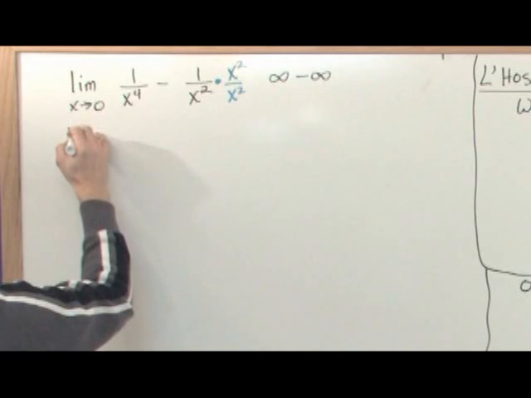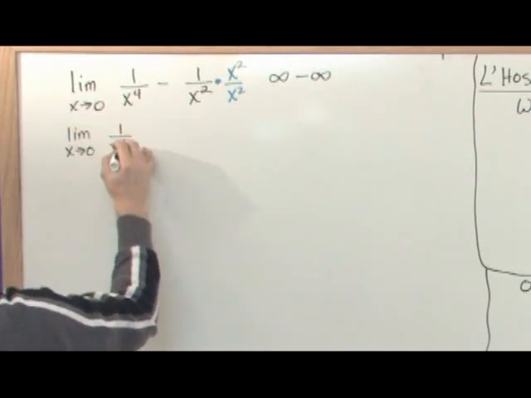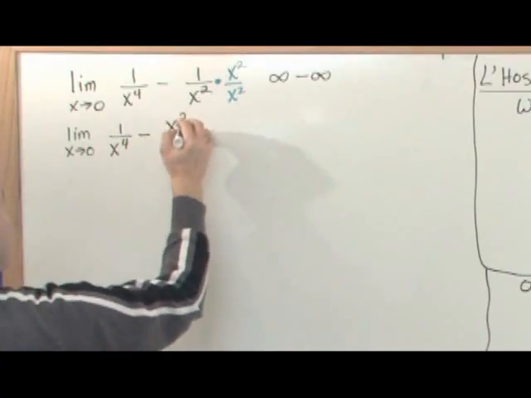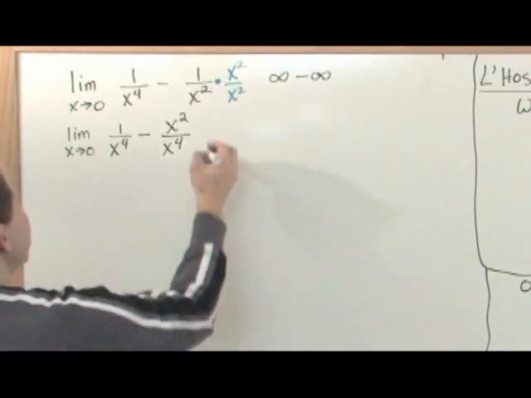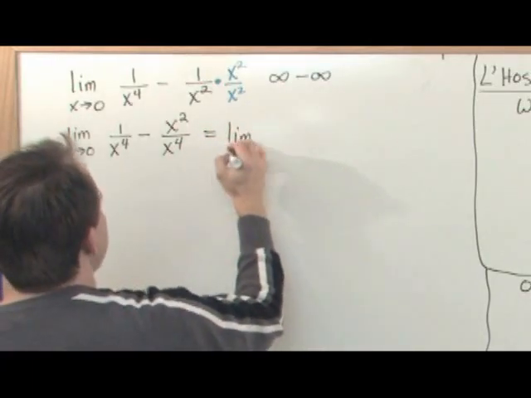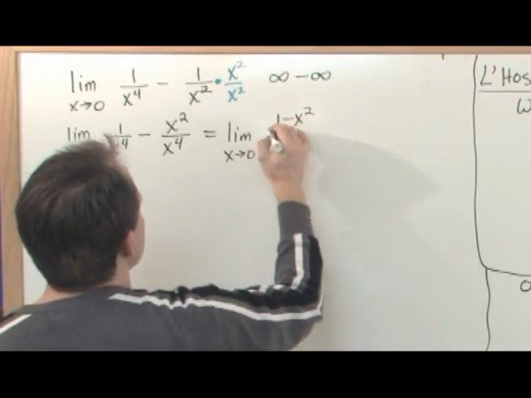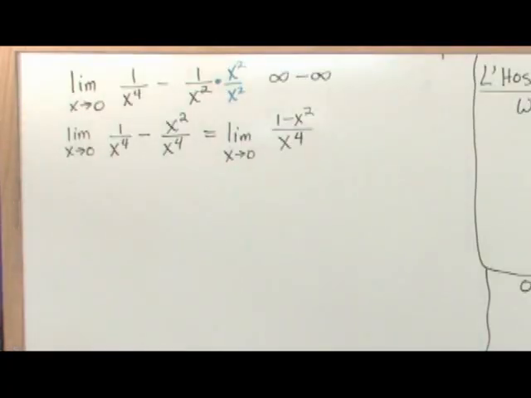So when I do that, the limit as x goes to 0 of 1 over x to the fourth power minus, now let's do this multiplication, x squared over x to the fourth power. Okay, now you can see why I did that, because the limit as x goes to 0 of 1 minus x squared over x to the fourth. Now I've combined them. I've just subtracted those fractions together.